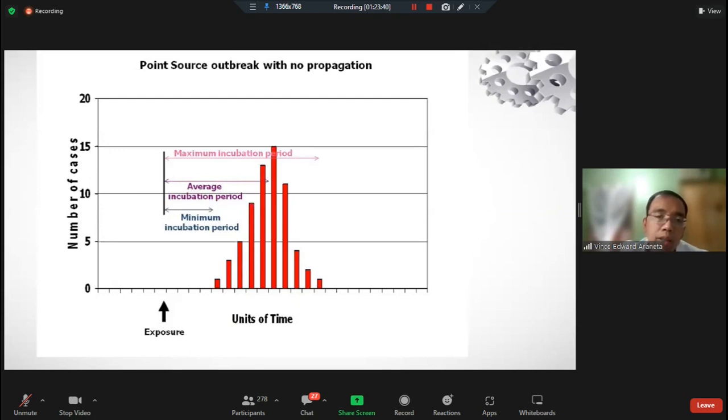Again, an example could be food poisoning or even diarrhea following the neighbor's fiesta, for example. You ate the same food. Or respiratory illness could develop with this point source outbreak.